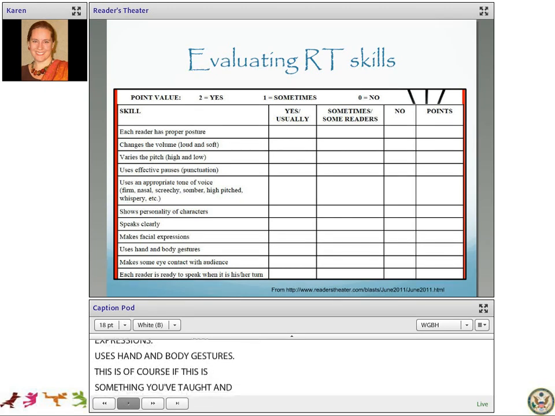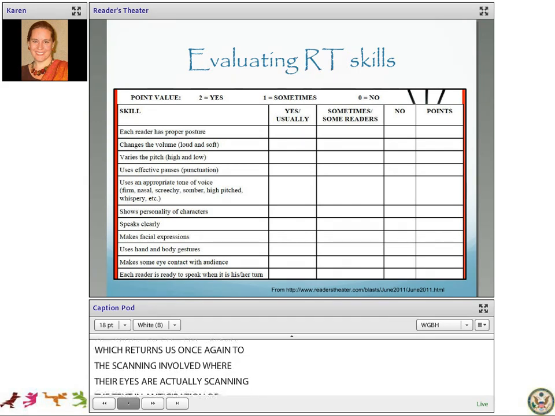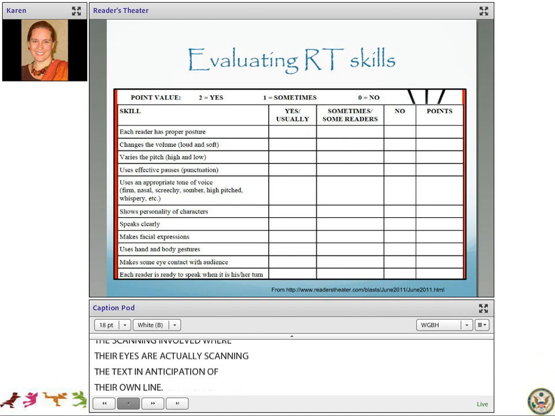Finally, it's that each reader is ready to speak when it's his or her turn, which returns us once again to the scanning involved, where their eyes are actually scanning the text in anticipation of their own line. That scanning, that movement of the eye over the text that precedes their line, is a vital aspect of reader's theater that contributes to reading fluency.